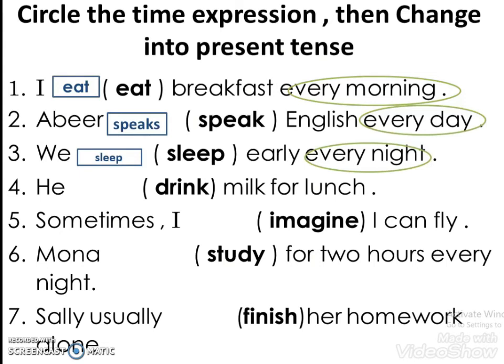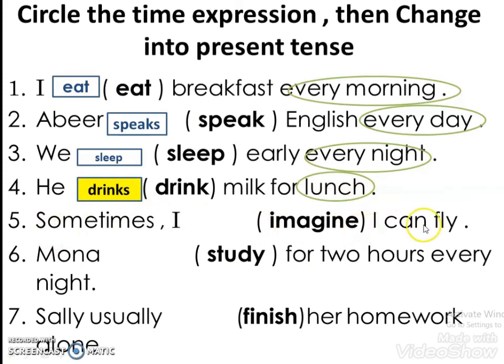Number 4. He drink milk for lunch. Where is the time expression? Lunch. So now let's look at the subject pronoun. We have the subject pronoun he. For he, what should I do? Drinks. Right, drinks, we add an s.